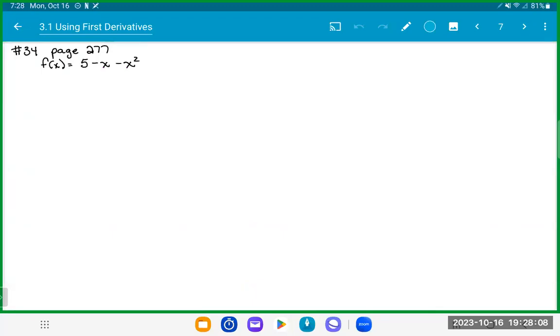Okay, let's look at another example. So for this problem, number 34, in this part, it wants us to find the relative extrema of the function, and it wants us to list each of them along with the x value at which it occurs, and then identify intervals over which the function is increasing and over which it's decreasing. And then we're going to sketch the graph.